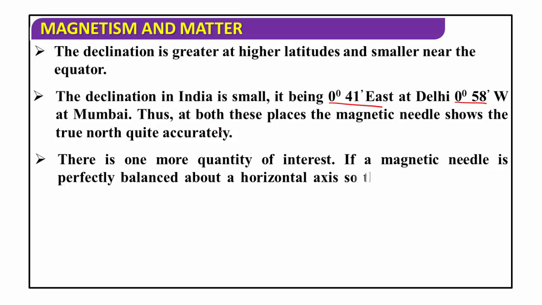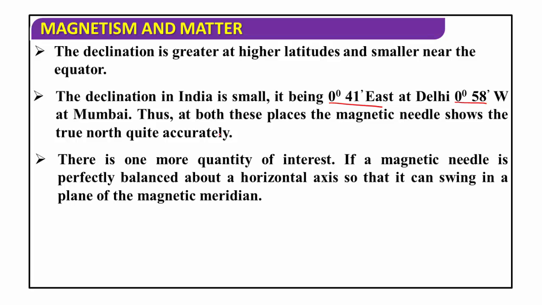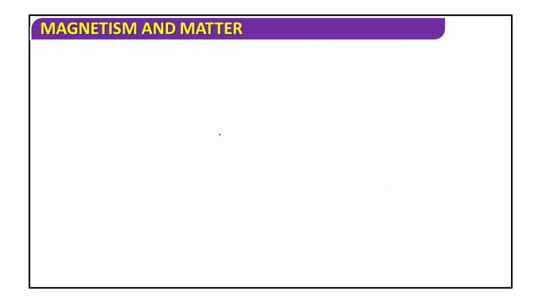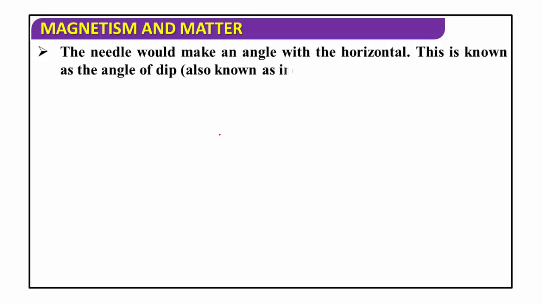And there is one more interesting quantity. If a magnetic needle is perfectly balanced about a horizontal axis, so that it can swing in the plane of the magnetic meridian, remember this point also, the needle would make an angle with the horizontal. This is known as the angle of dip, or inclination.